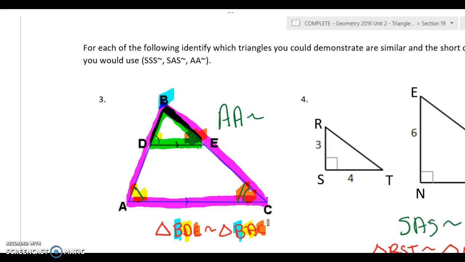The order doesn't matter as long as you're consistent. What I mean by that is you could start with D, but if you start with D in this triangle, you have to start with A in the other triangle because that's the corresponding angle. If you started with E, you'd have to start with C. Now again, our shortcut there would be angle-angle similarity because I've got two pairs of angles the same.